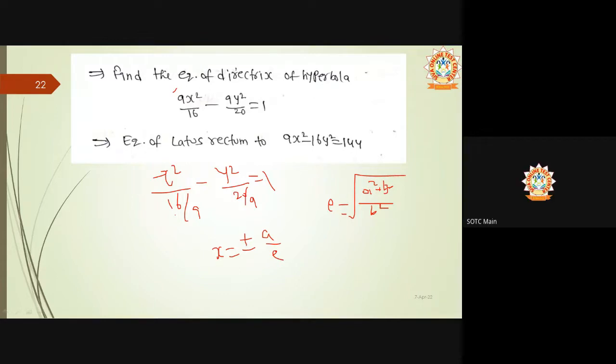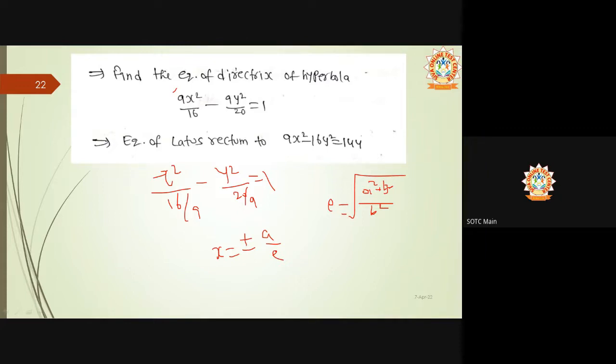Why is it 1 in the numerator? It is the sum of 20 plus 16, right? It is 36. 36 by 20 under root. Okay, sir, I did subtraction. So this is a hyperbola, not subtraction.